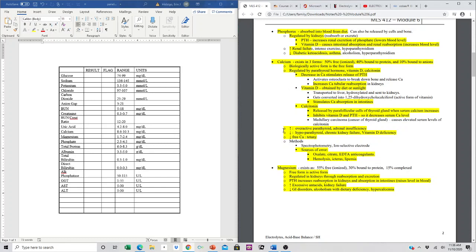Increased amounts of calcium in the bloodstream are associated with an overactive parathyroid or adrenal insufficiency. Decreased would be, rather than overactive, a hypoparathyroid, so an underactive parathyroid. Decreased levels of calcium are also associated with chronic kidney failure and vitamin D deficiency.